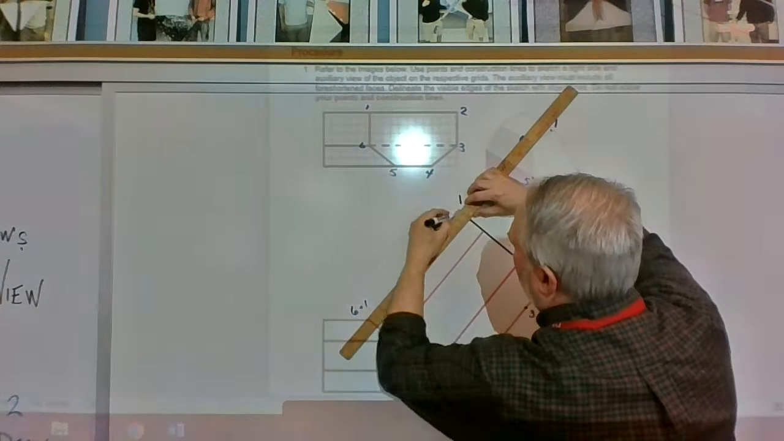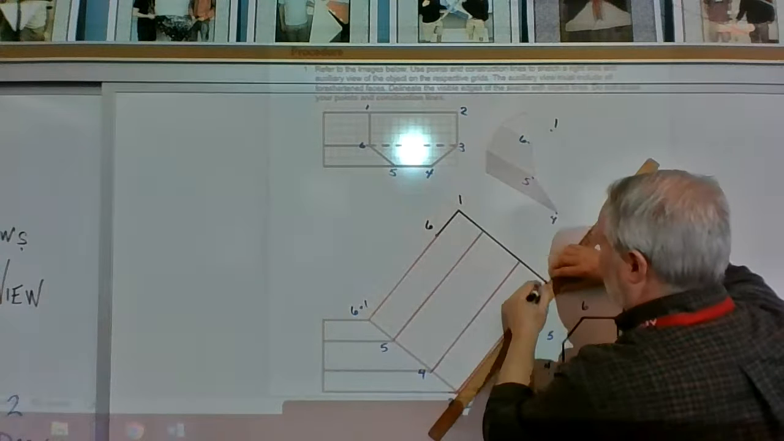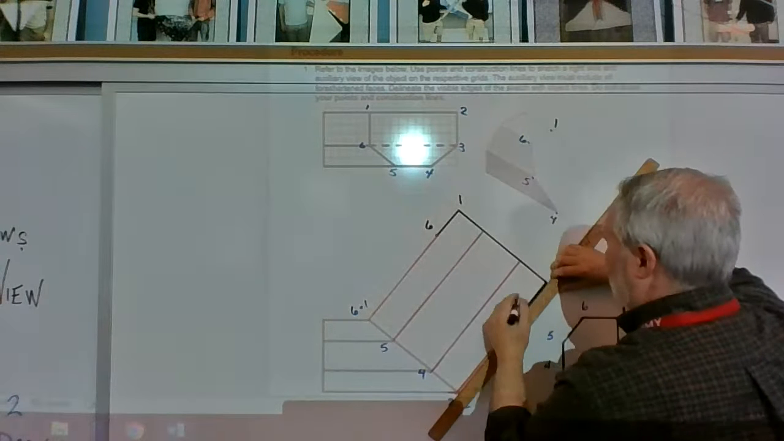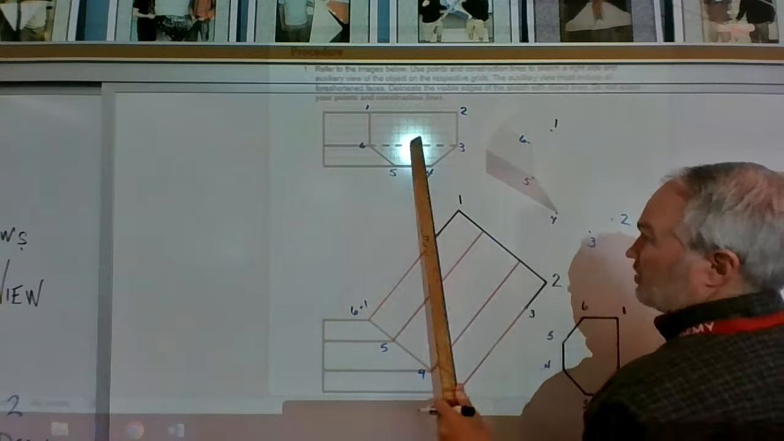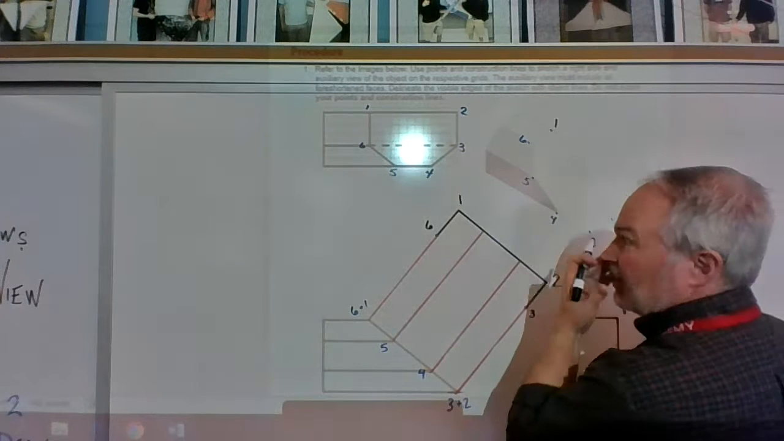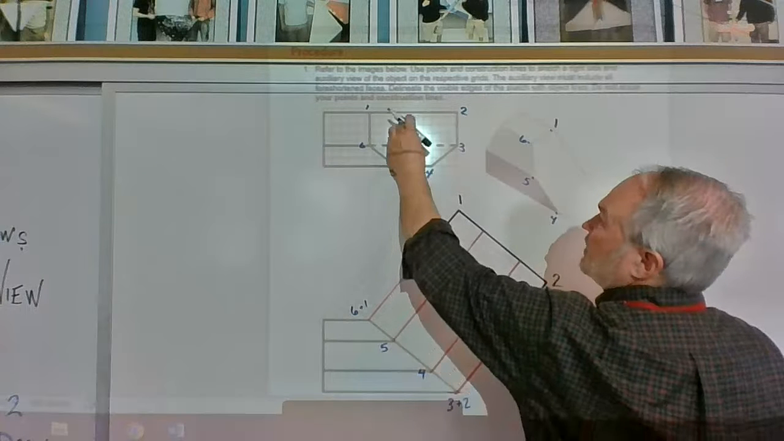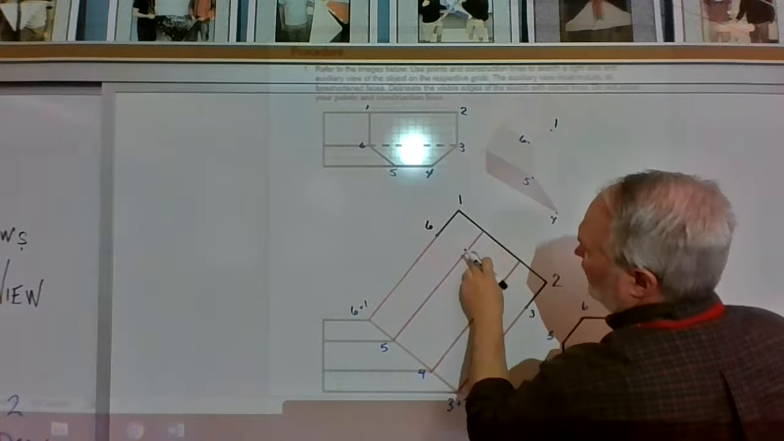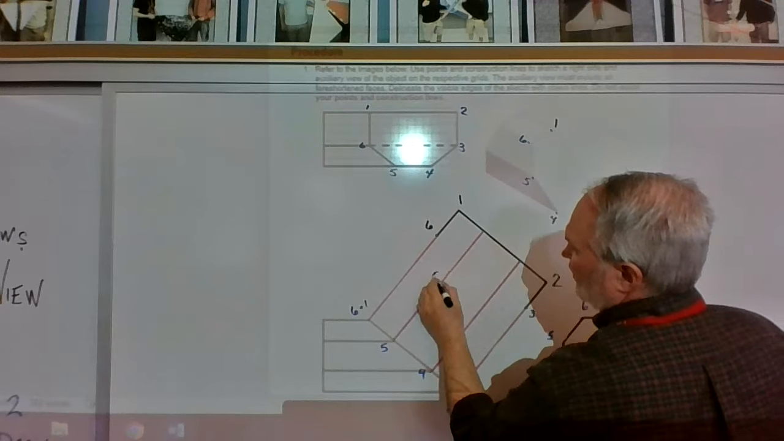So I'm basically creating an auxiliary view of that inclined plane that is going to be the true size and shape of that surface. Whereas you don't see it in the top view, you don't see it in the right side view. Now, we said it was 1, 2, 3, 4, 5, 6 and a half. That's going to give me my number 5.